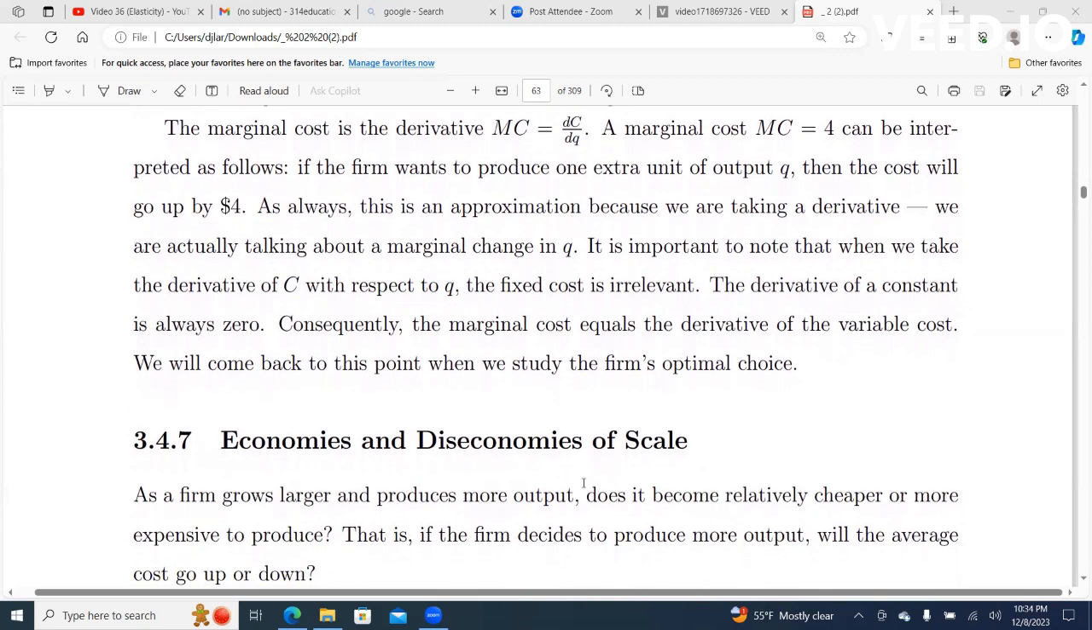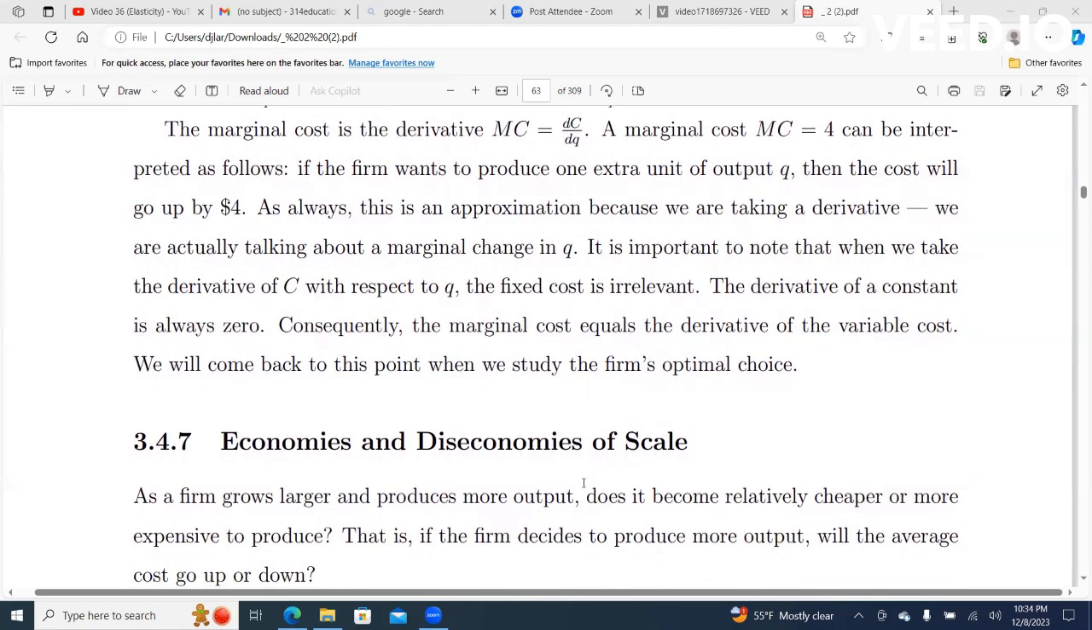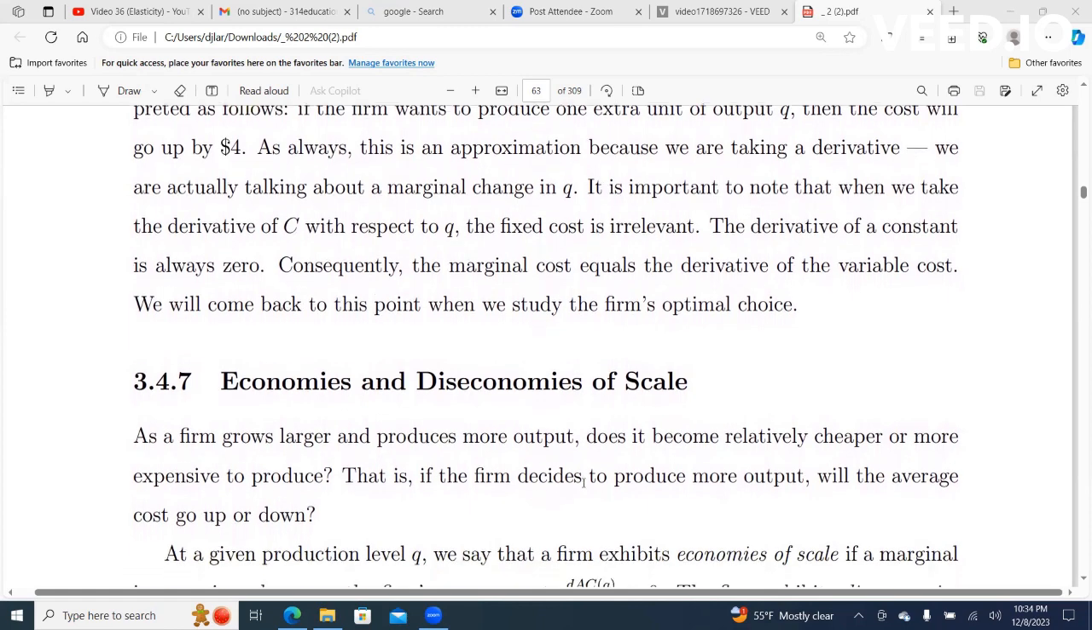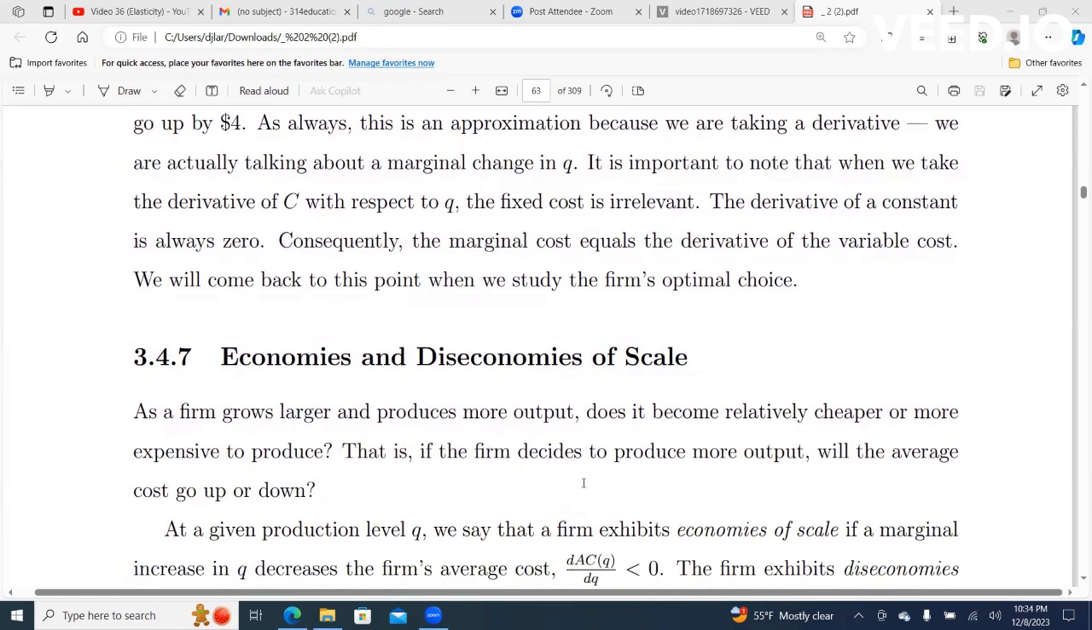But the marginal cost is the derivative, marginal cost, the derivative of cost with respect to quantity. A marginal cost of 4 can be interpreted as follows. If the firm wants to produce one extra unit of output Q, then the cost will go up by $4. So they kind of describe it in a way, but basically it is the cost to produce one more unit. That marginal always kind of bugs us.